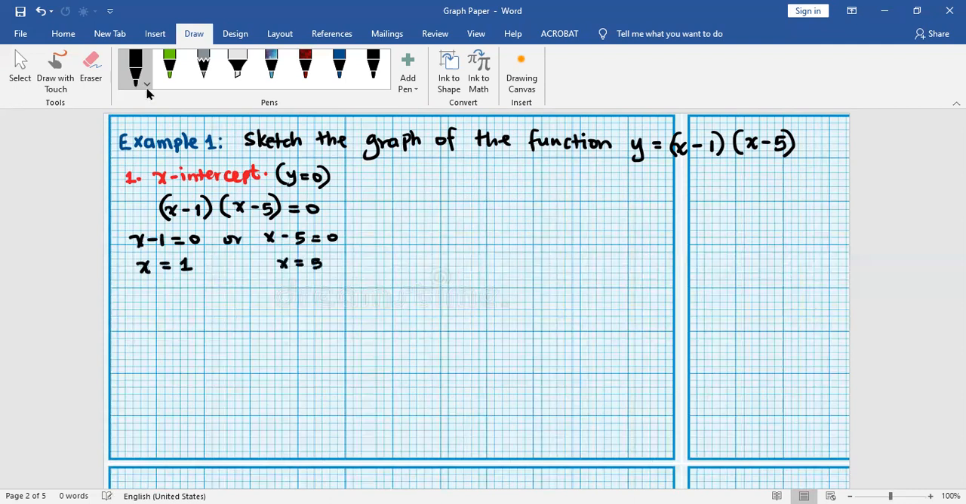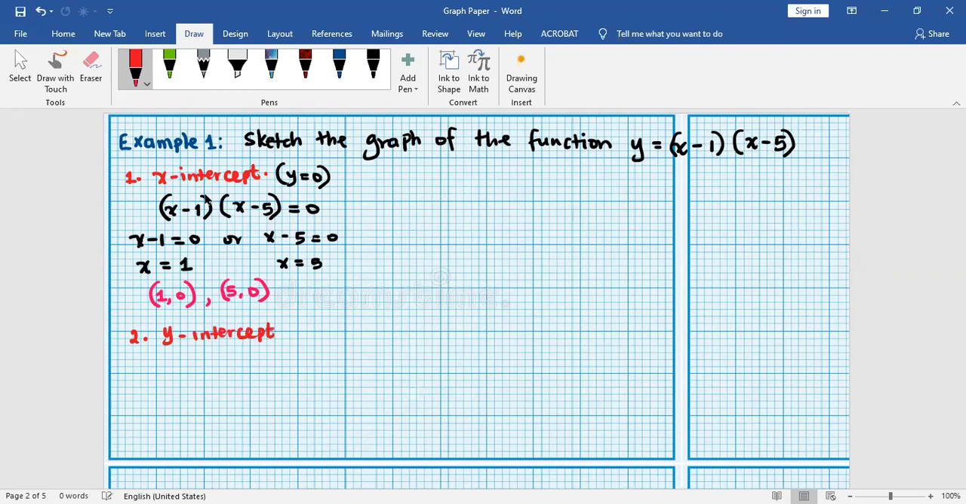Now, this means that on the graph, the x-intercepts will be at the points (1, 0) and (5, 0). So that is the x-intercept. Next, let us get the y-intercept. Number 2 will be the y-intercept.